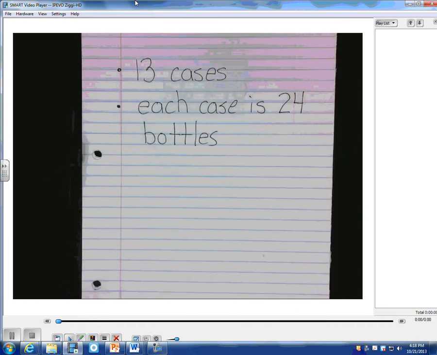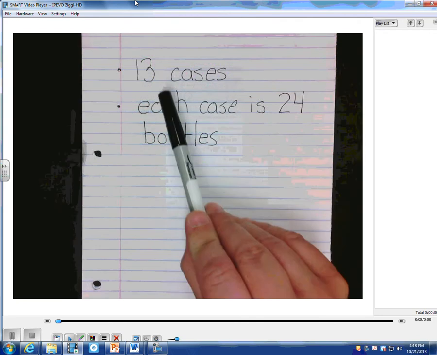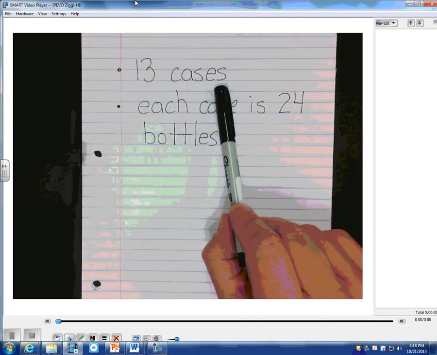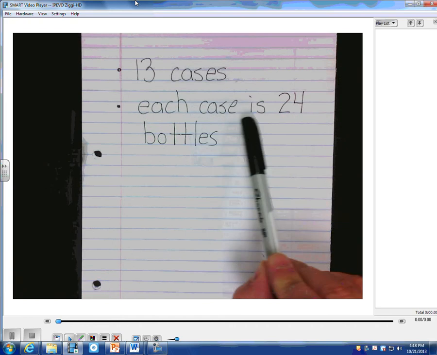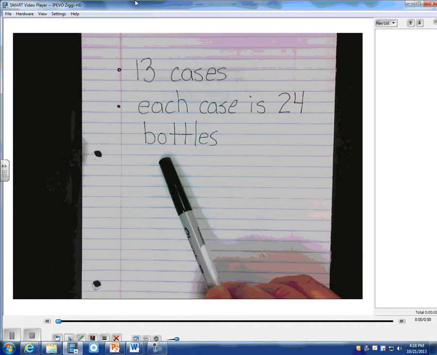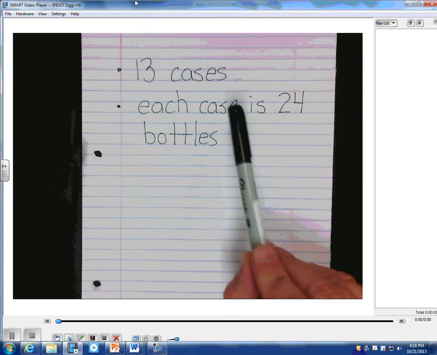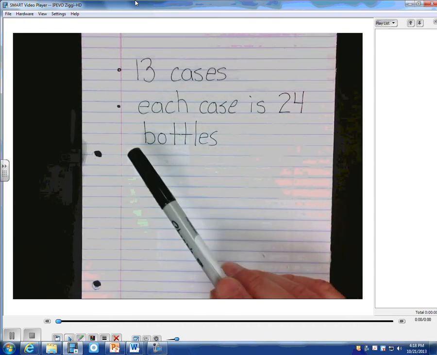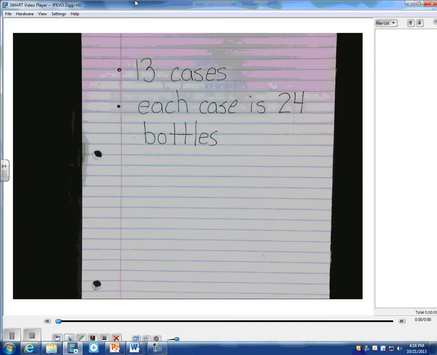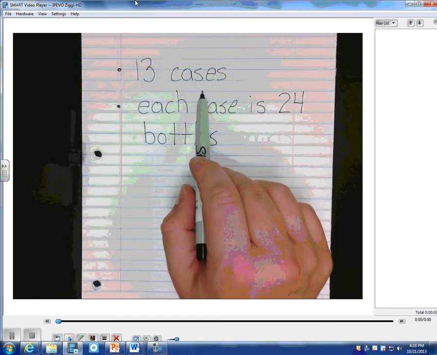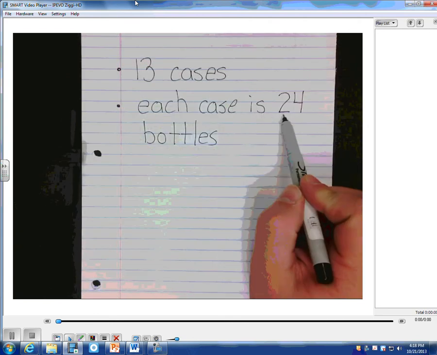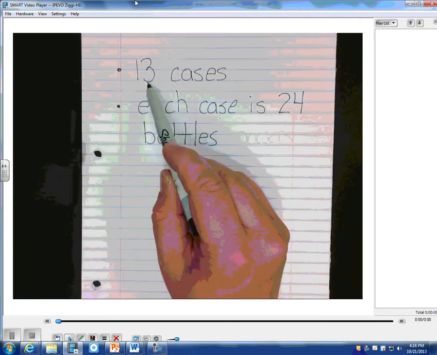We know that Christopher bought 13 cases. We also know that each case is 24 bottles. So he has 13 cases, and there are 24 bottles in each one of those cases. Okay? So what operation would we use to solve this problem? Again, 13 cases, and there are 24 in each one of those.